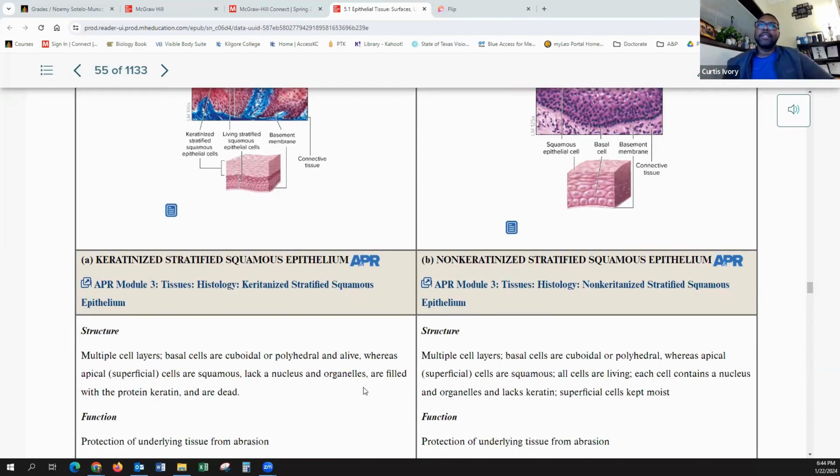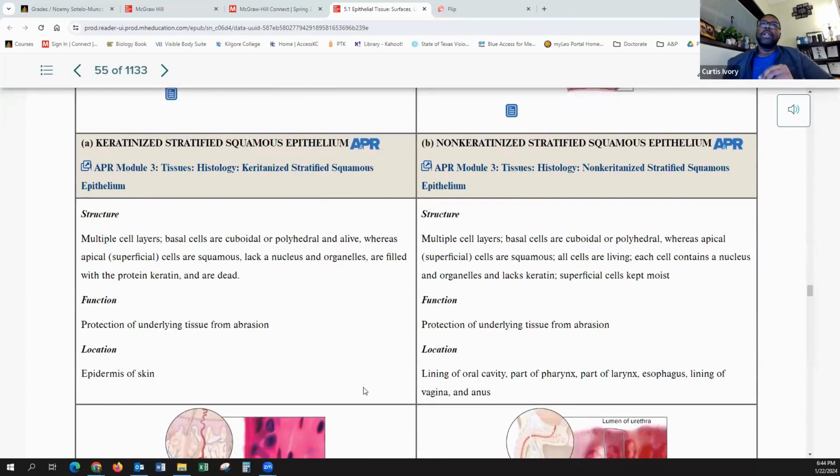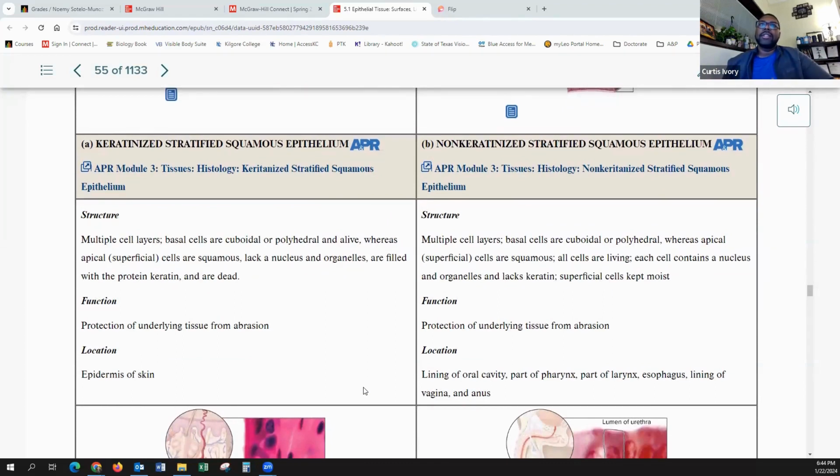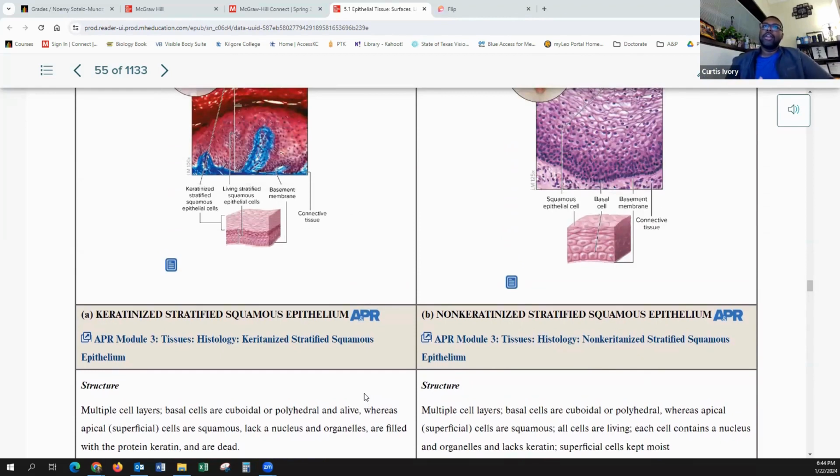Keratinized stratified squamous epithelium is going to be located on the epidermis of the skin. Remember, keratin is rough, so it's going to be on the external surface to protect us from abrasion in the outside world. So that's its function and its location. Remember, keratinized is rough, stratified means layers, squamous means square, and epithelium means epi means above, and thelium is referring to skin.